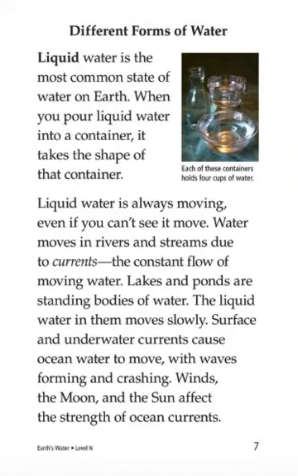Lakes and ponds are standing bodies of water. The liquid water in them moves slowly. Surface and underwater currents cause the ocean to move in waves, forming and crashing. Winds, the moon, and the sun affect the strength of ocean currents.